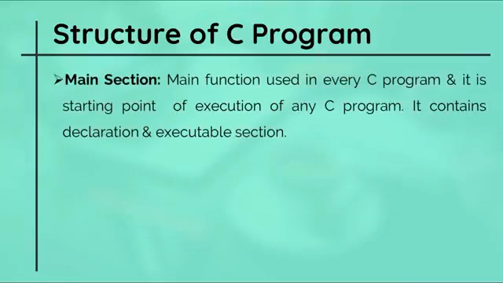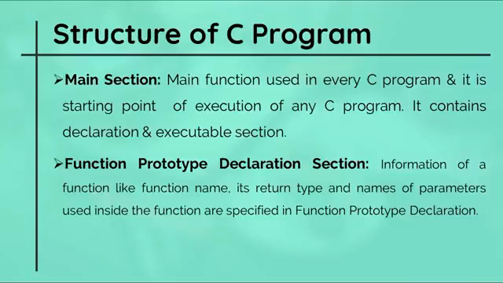The next one is the main function. The main function is used in every C program and it is the starting point of execution of any C program. It contains the declaration and executable section. The next one is the function prototype declaration section. Information of a function, like function name, its return type, and names of parameters used inside the function, is specified in the function prototype declaration.